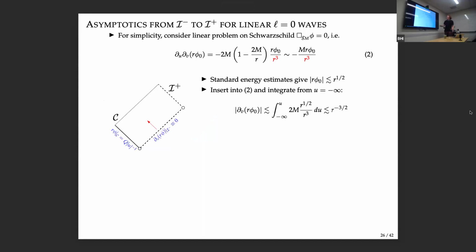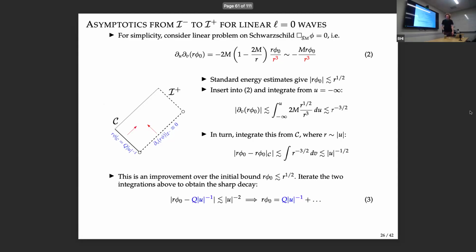So this looks as follows. Well, I have some standard energy estimates that tell me that r phi is bounded by square root of r. I plug this into the equation, integrate in u, get that ∂v r phi is bounded by r to the minus 3/2. And I integrate this from the initial cone and get that r phi minus the initial value of r phi is bounded by u to the minus 1/2, when using that r is like u on the initial cone. And so you can see I now improved my initial estimate, which says that r phi is bounded by r to the 1/2, to bounding r phi against u to the minus 1/2. So I improved by 1 power.